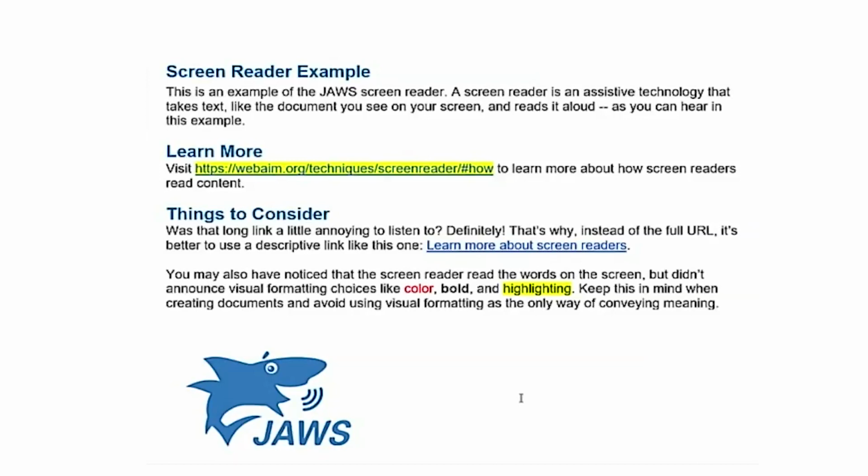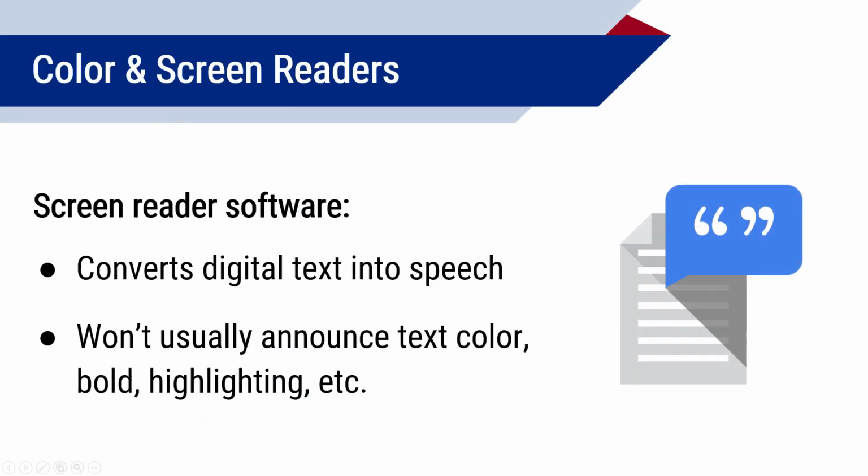You may have noticed that the screen reader read the words on the screen, but it didn't announce visual formatting choices, like text color, bold, and highlighting. So if you're using the look of your text to convey some meaning that the actual words don't, then a person using a screen reader will miss out on that part of the information.